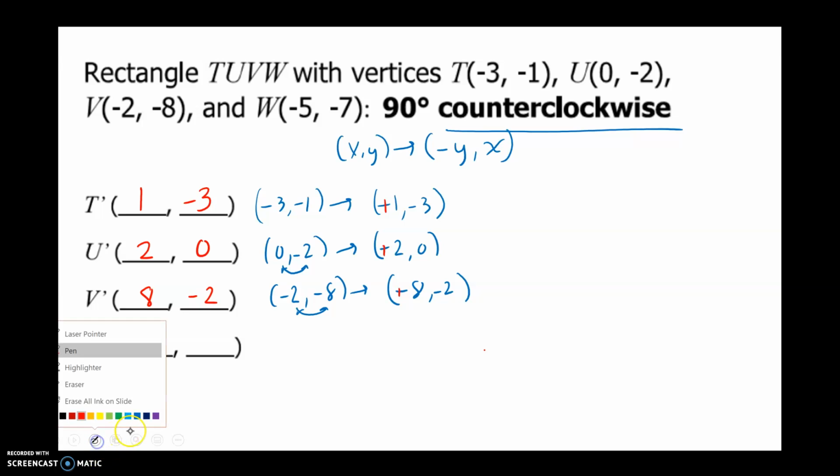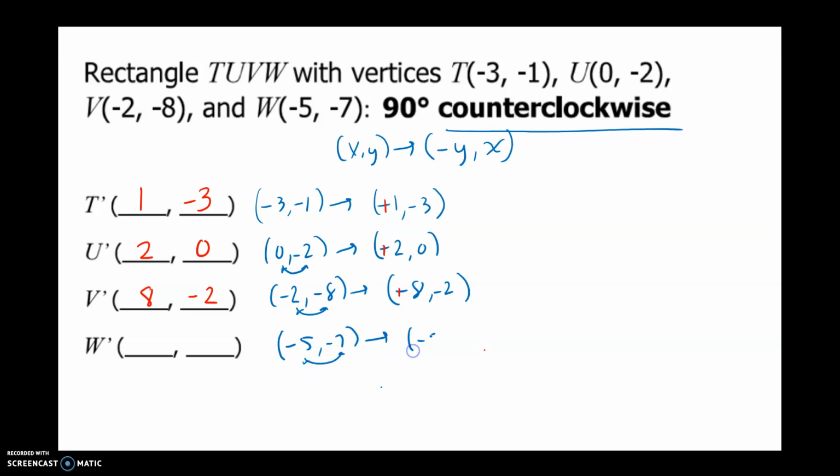And then my last one, I'm going to start with -5, -7. And when I swap these guys, I'm going to get -7, -5. But my y again has to be the opposite. So I'm going to change my -7 to be a +7. So I get 7, -5.